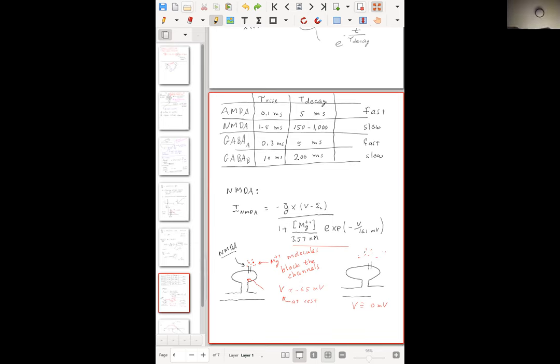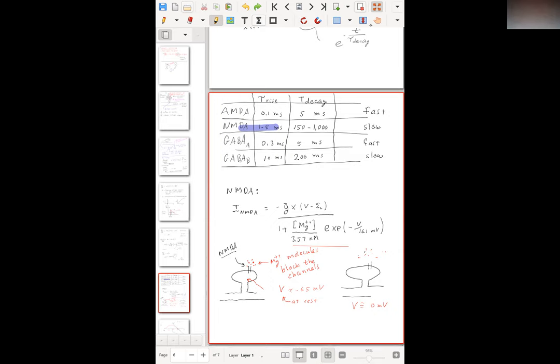AMPA and GABA-A are fast. Time scales of sort of milliseconds, sub-millisecond rise time and millisecond decay, whereas NMDA and GABA-B are slow. You can see sort of how NMDA slows. NMDA is a coincidence detector.